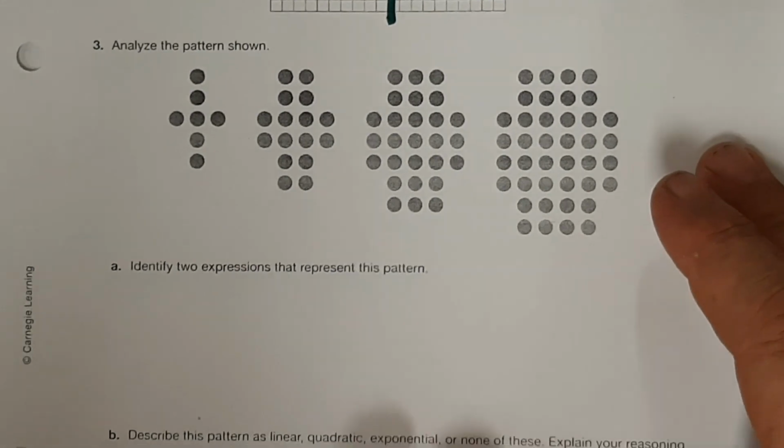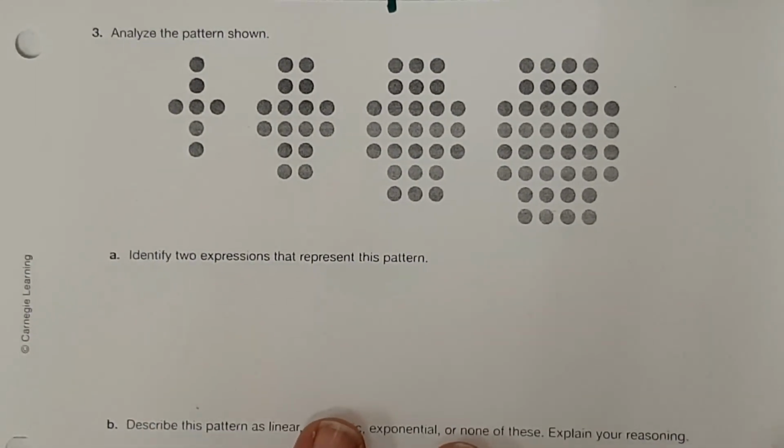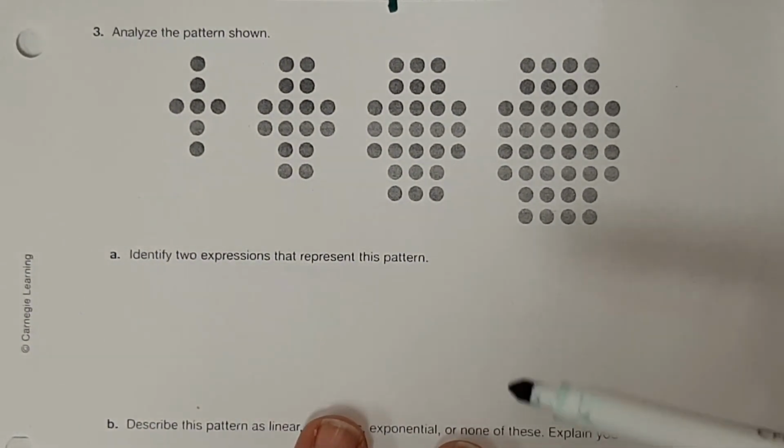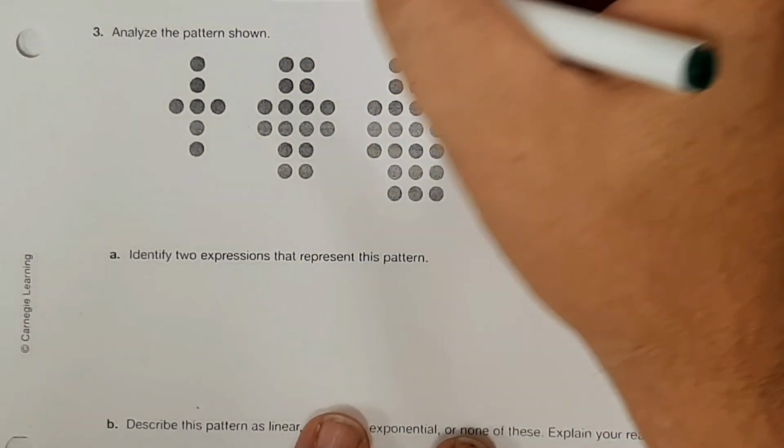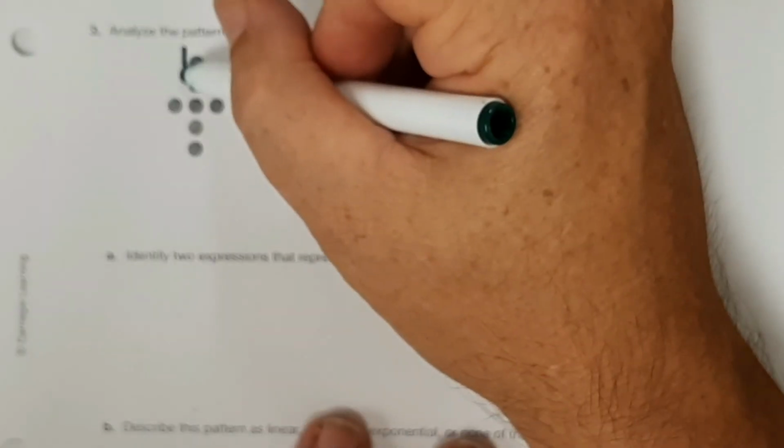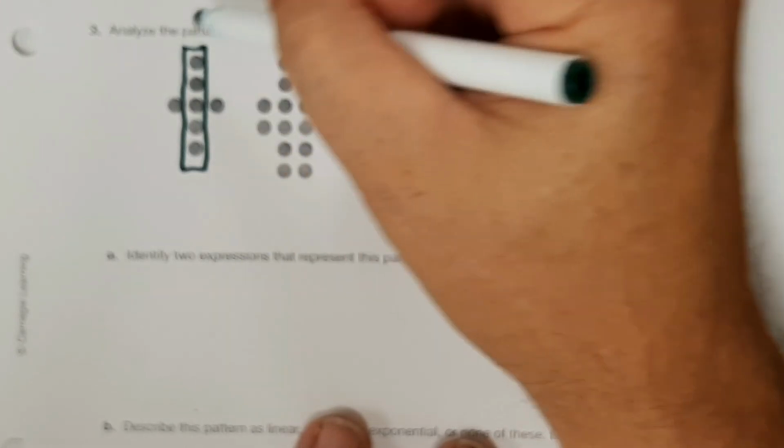Okay, number 3, yet another pattern. Now keep in mind your answer might be different than mine, and that's okay because there are a lot of different ways to observe this. But we want to identify 2 patterns. Well, the first pattern I see is basically this column like this.